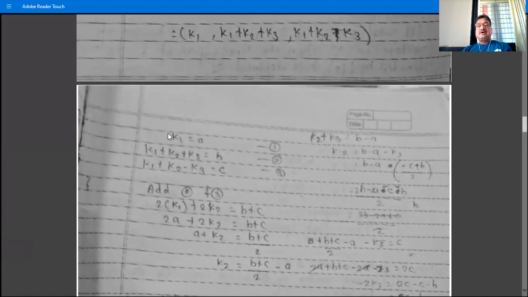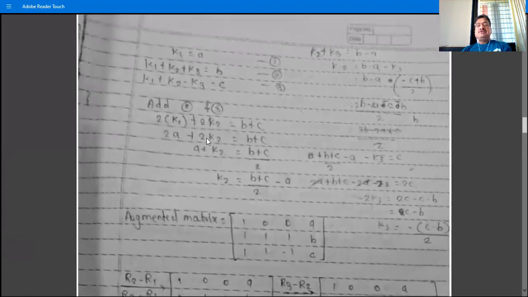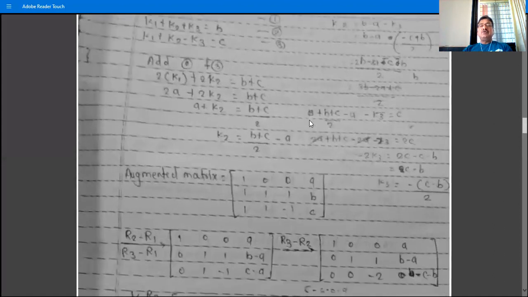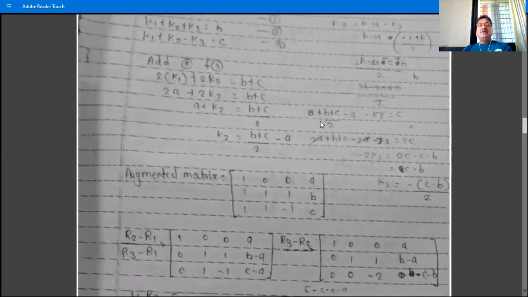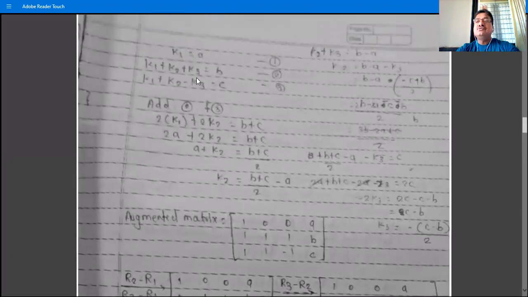Now we have to solve these equations. We can solve these equations by adding and subtracting the equations, that is, substitute K1 in the second equation and then solve for K2 and K3. This is the procedure. But instead of this, or instead of any method, we use the Gauss elimination method. Don't use these methods, because in some examples this method becomes complicated. So for any system, if you have to solve the system, use the Gauss elimination method.